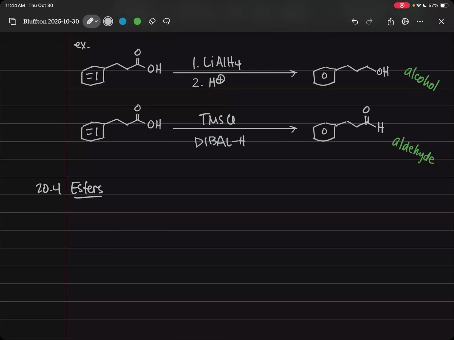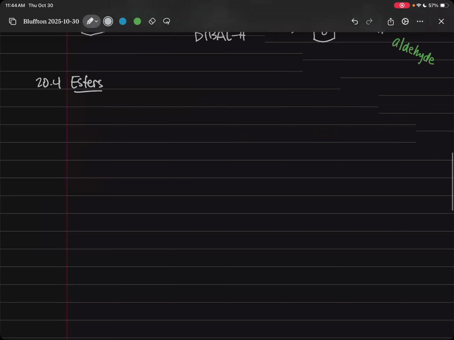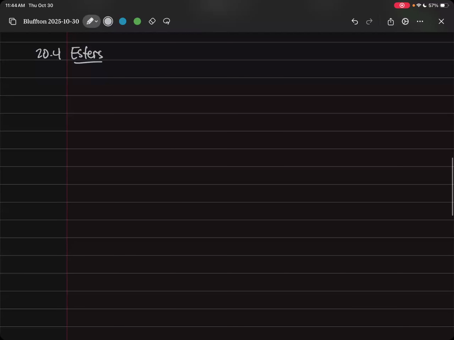And so a lot of times there's some really strong synthetic methods we can use to make them. But then the reactions that esters do aren't quite as interesting, and they aren't quite as common, because a lot of times your target material is an ester, so you're just trying to get to that point. But we'll see that in some examples. So how do we make esters?